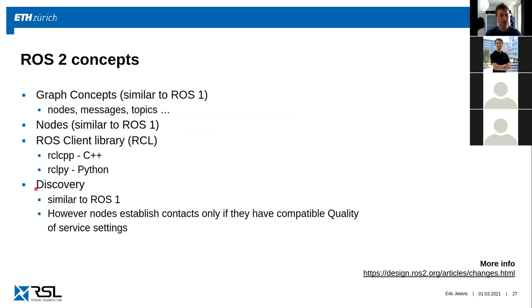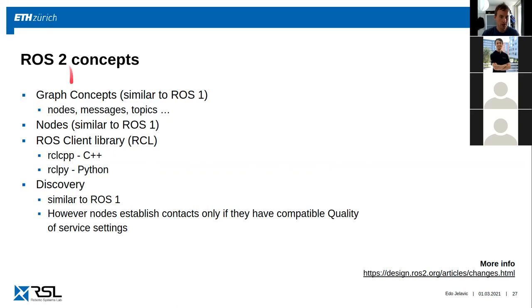And then there's also the discovery, which happens again as in ROS1. You just publish your message and the other node subscribes to this topic. And then under the hood, somewhere in the background, someone actually figures out that these two nodes can talk to each other and routes the message correctly to the receiver. So conceptually, it is still the same. It's just implemented differently in ROS2.